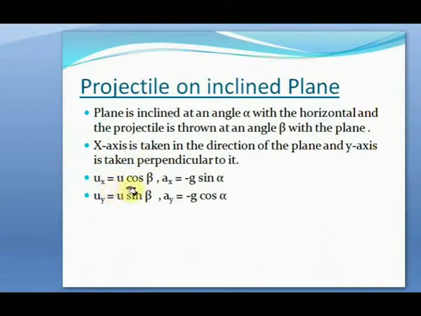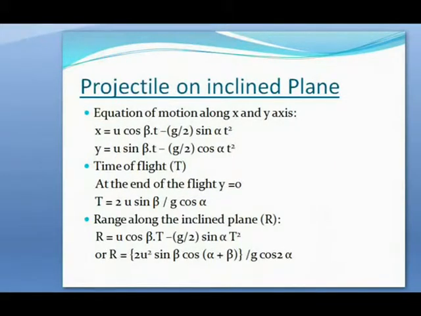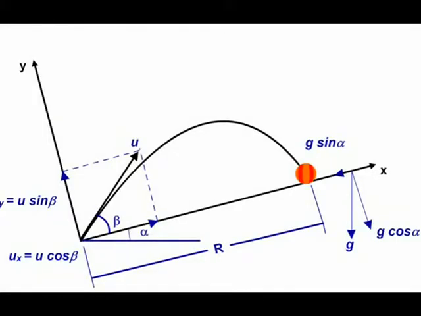As we have already seen, ux is u cos beta, ax is minus g sin alpha. Similarly, uy is u sin beta and ay is minus g cos alpha. Now let's try to find out the range and time of flight of the projectile on an inclined plane. To do this, first we'll write the equation of motion along x and y axis.